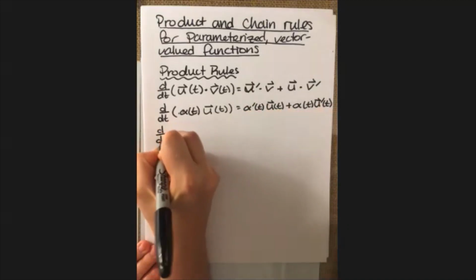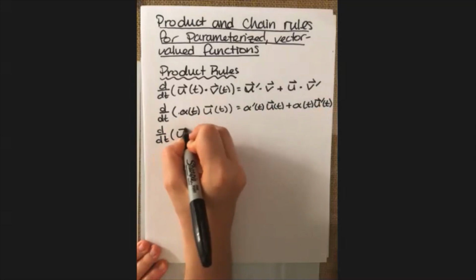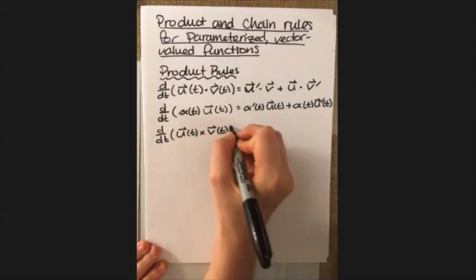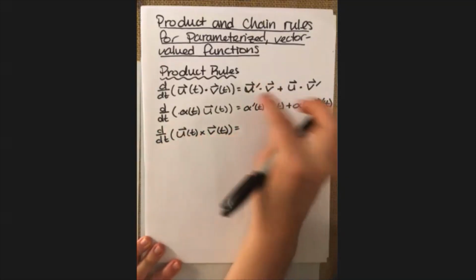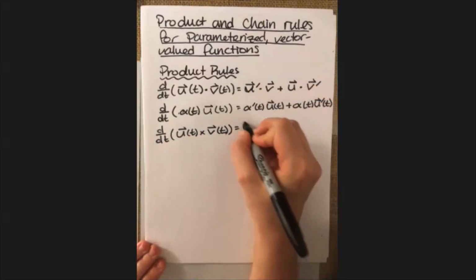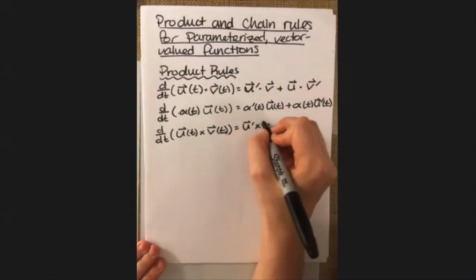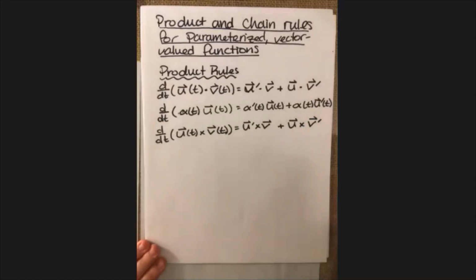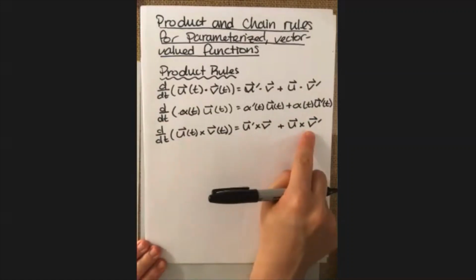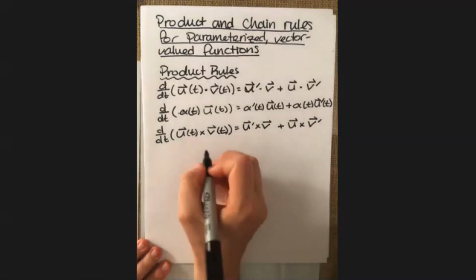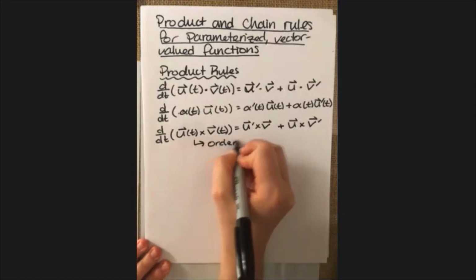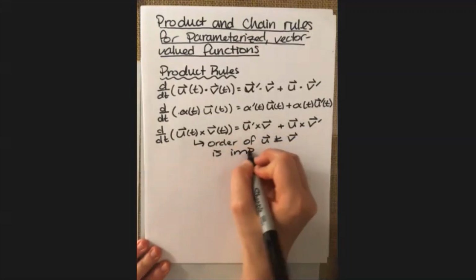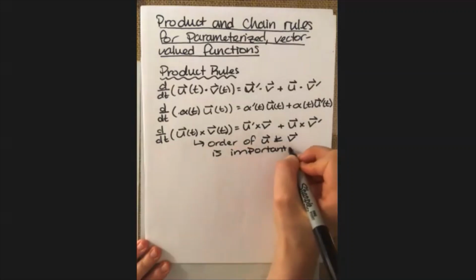And then the other type of product we can consider is a cross product, u of t cross v of t. And you may already be able to see where this is going. We have u prime cross v plus u cross v prime. Okay, and I do want to point out that since we're working with the cross product, which does not commute, the order of u and v is really important. So make sure that you keep track of that as you go through those types of problems.